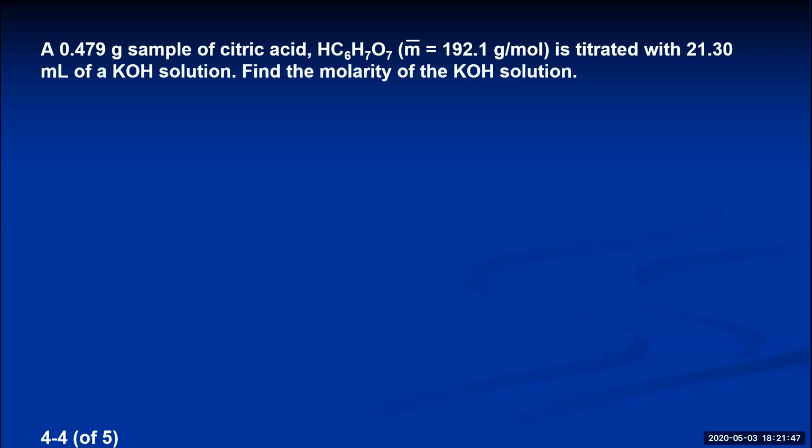This problem is an example of a titration. You have citric acid, a 0.479 gram sample, probably placed into a flask. Water's added to it to dissolve it. And then in the burette, you place potassium hydroxide solution and you drip it in. And you wind up dripping in 21.37 milliliters until you probably get to a phenolphthalein endpoint where the solution turns pink. From this reaction, we should be able to calculate the molarity of the KOH.